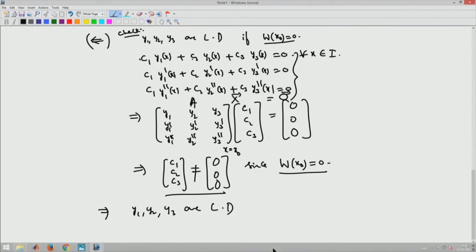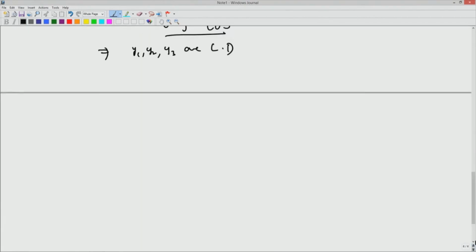So what is the third property you learned? The third property you learned for second order systems is Abel's formula. So okay, the third property. Here also we work with n equal to 3. What is the Wronskian of x? W of y1, y2, y3 at x is actually the determinant with rows y1, y2, y3, then y1 dash, y2 dash, y3 dash, then y1 double dash, y2 double dash, y3 double dash.